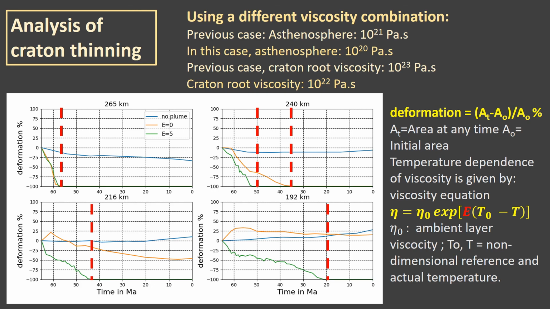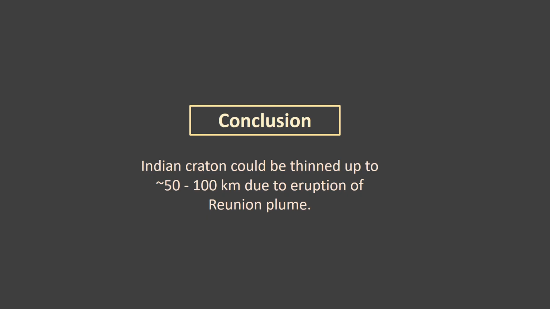So in conclusion, we say that the Indian craton could have been thinned by 50 to 100 kilometers due to the eruption of the Reunion plume, and this matches with the many seismic studies and receiver function studies that suggest that the Indian craton is not as thick as it should be.